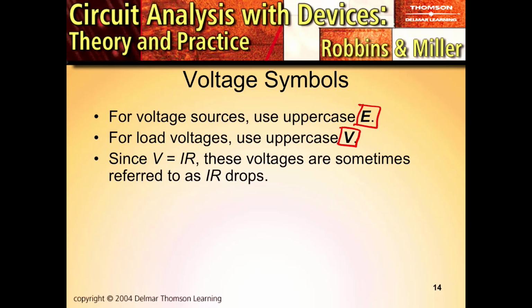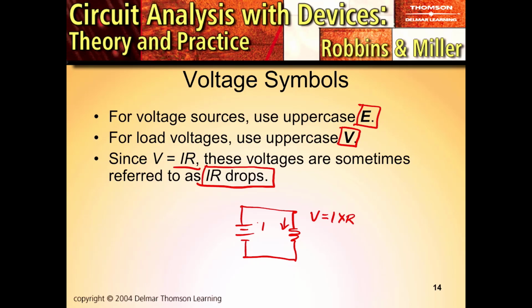So since V equals I times R, these voltages are sometimes referred to as IR drops. When you have resistors in a circuit, so if we have, just as an example, a resistance here in a circuit, the voltage that we would calculate as I times R is sometimes just referred to from the resistance as an IR drop or a voltage drop.